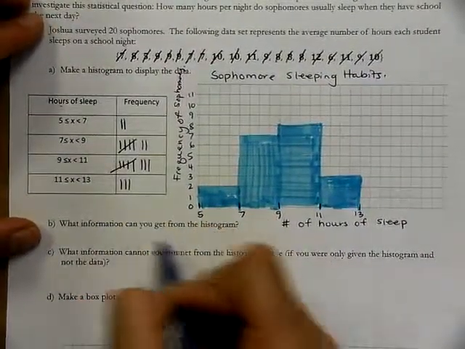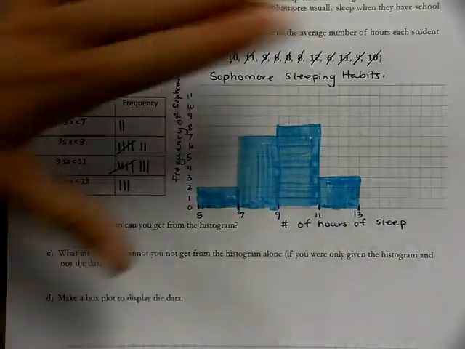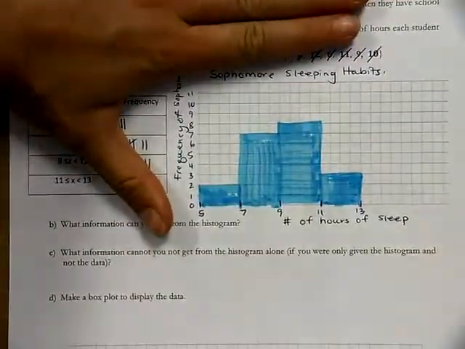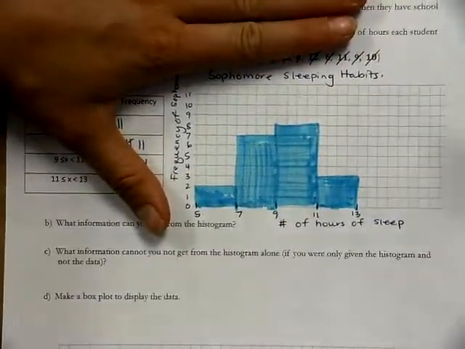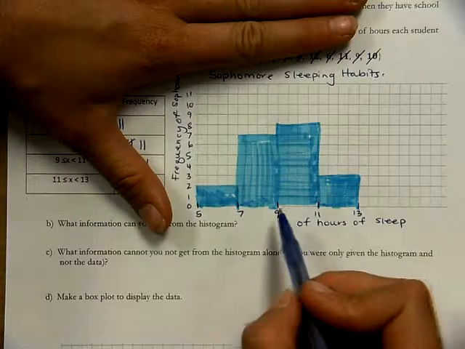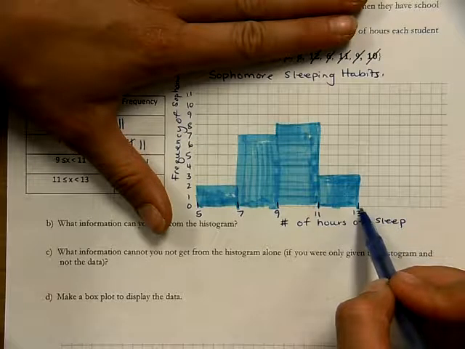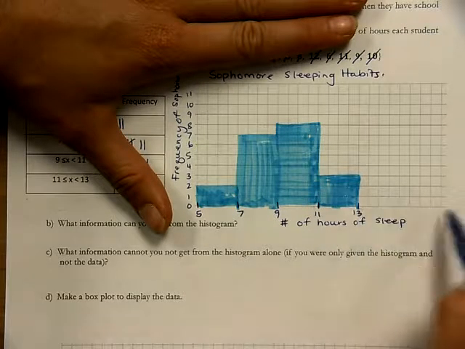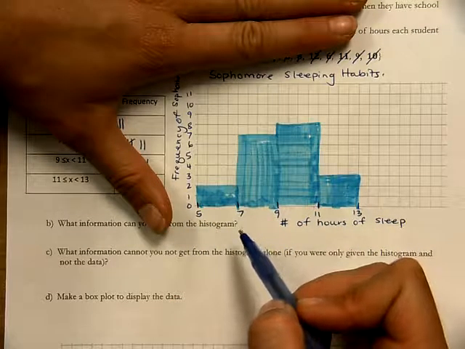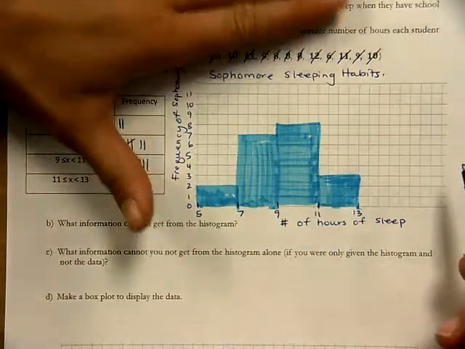Okay, so moving on, it says, what information can you get from the histogram? Well, there's a lot of information you can get from the histogram. If I ignore this, here are some examples. I'm not going to write these down, I'm just going to talk through them. I would say of the 20 sophomores, most sophomores slept between 9 and 11 hours of sleep. No one got more than 13. We know that for sure. No one got less than 5. So you could say all of those things, all right?